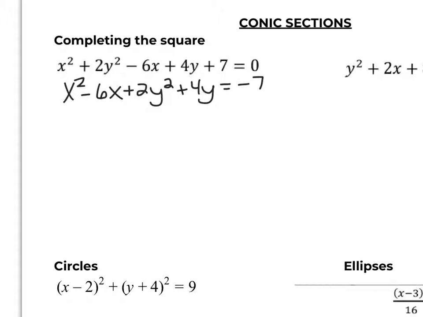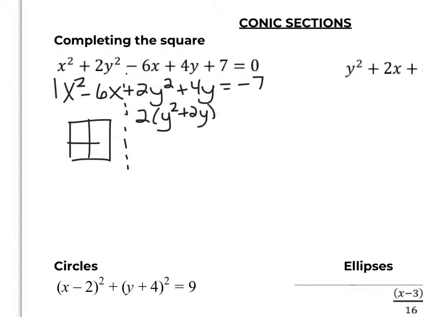Now I'm going to take out any GCFs I have, well not GCFs, any coefficients I have in front of the squared term. So I don't have anything in front of this first one, but in front of the y I do have a 2, so I'm going to say 2y squared plus 2y. And I'm going to go ahead and set up the right. So I'm going to add 1, that's for the x squared, and 2, that's for the y term. So that's because of this 2.